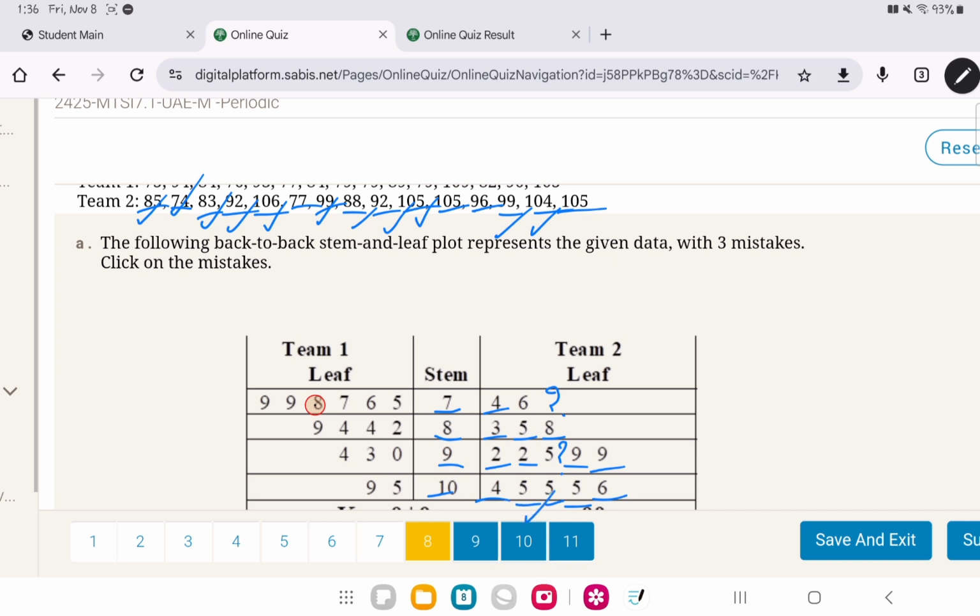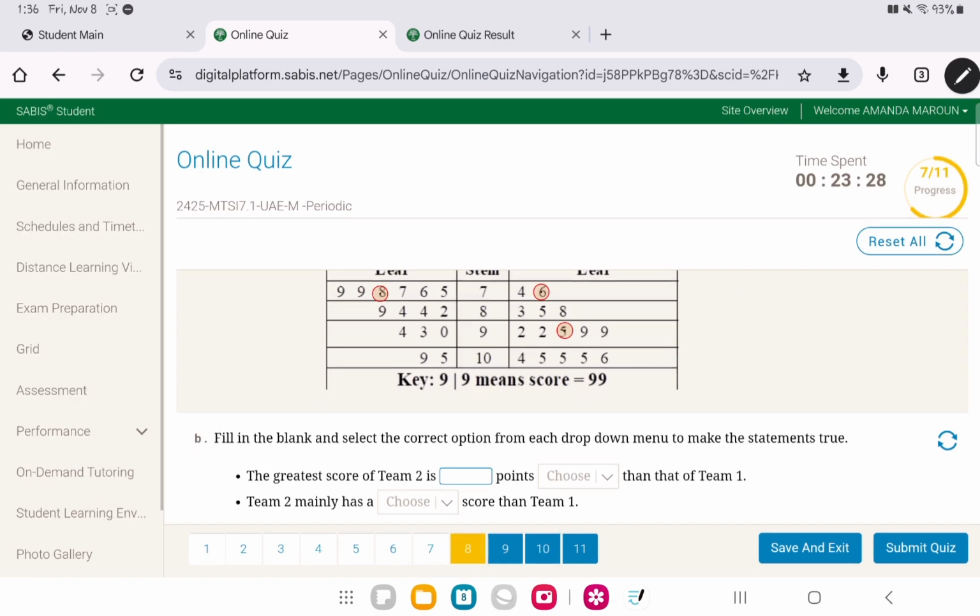So we have 2 mistakes here. We have that we don't have a 76, instead we should put 77, and we don't have a 95, instead we should put 96. So our 2 mistakes are here and here. Okay, so we're gonna go down.